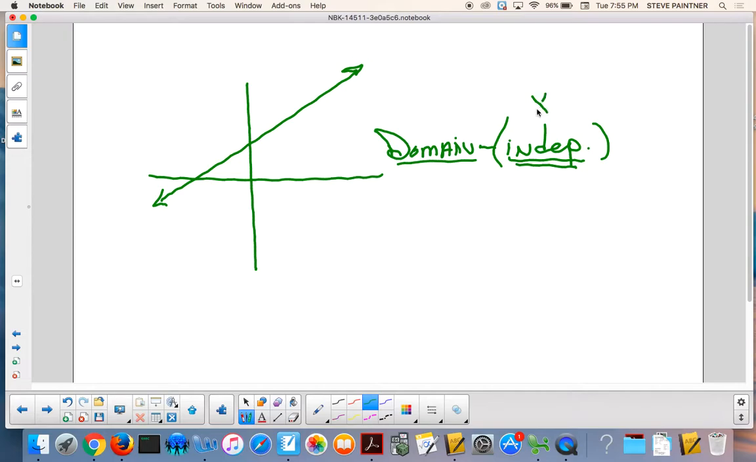So independent variables are the x's, and the x's are the domain. So if you want to know what the domain is, you have to look at the x-axis right here, and just run your pencil from any number on the x-axis. Run it up, it hits the graph. At 8, it hits the graph. At 3, it hits the graph.